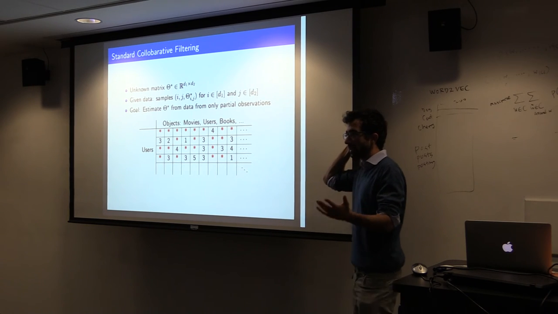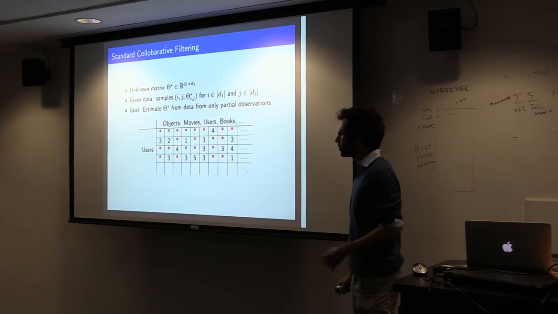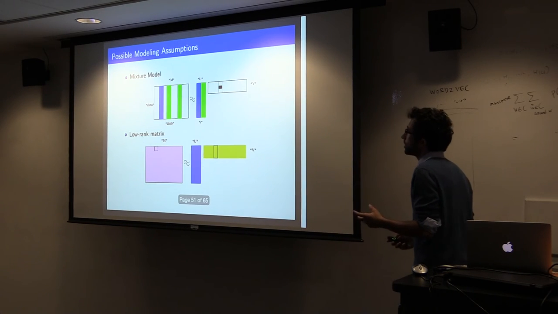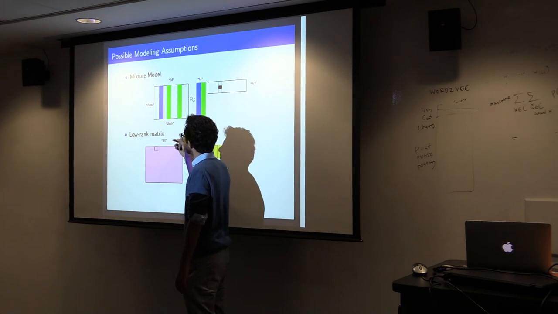And that's what most people did, and then Netflix said, no, we could do better, let's do collaborative filtering. And then you make it more personalized. But that assumes a model. So here are two typical models. One is a mixture model.